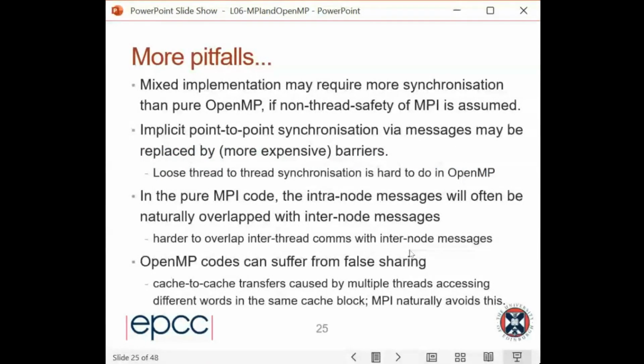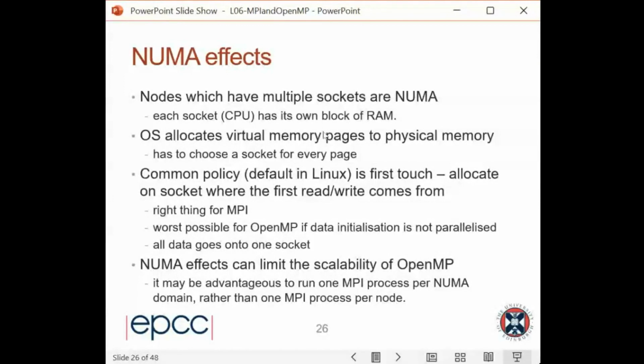More pitfalls. There's bunches of stuff here to do with the way that OpenMP works, but I'll cover these in detail in the next lecture. The one other thing is NUMA effects, non-uniform memory access.